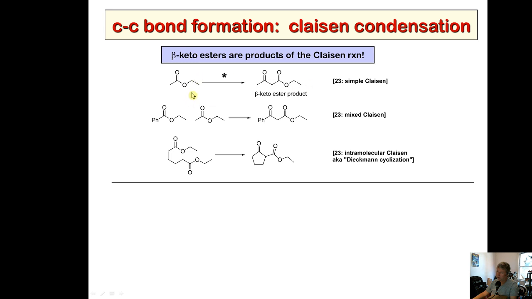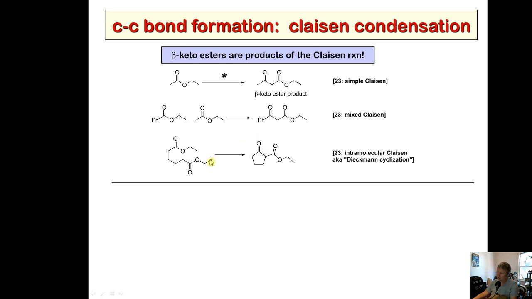And then you can also do a mixed Claisen where you have two different components, and one's going to be the nucleophile, one's going to be the electrophile. The nucleophilic one's always going to have the alpha CH, so this one has an alpha CH, and it would react with the one that does not have an alpha CH, right? There's no alpha CHs next to the ester because the benzene is there, and the benzene doesn't have any CHs there. So this would attack, kick off the ethoxy, and you'd get this product of the mixed Claisen.